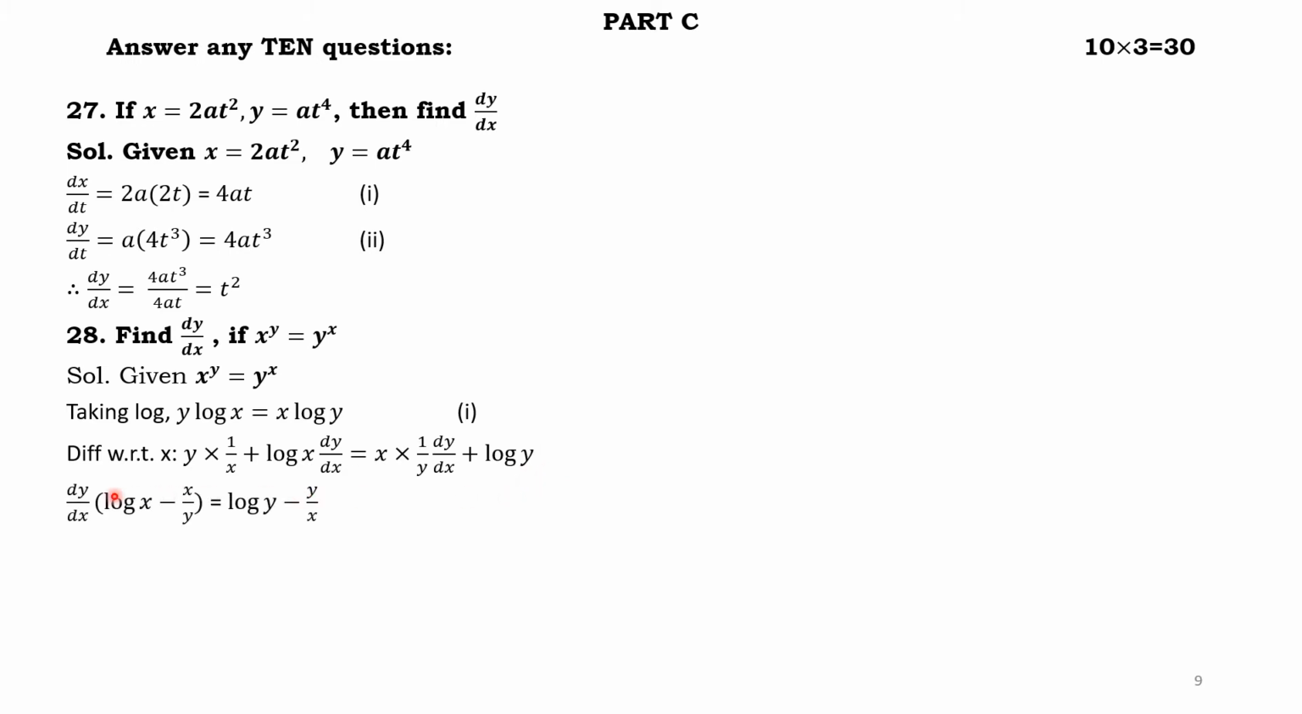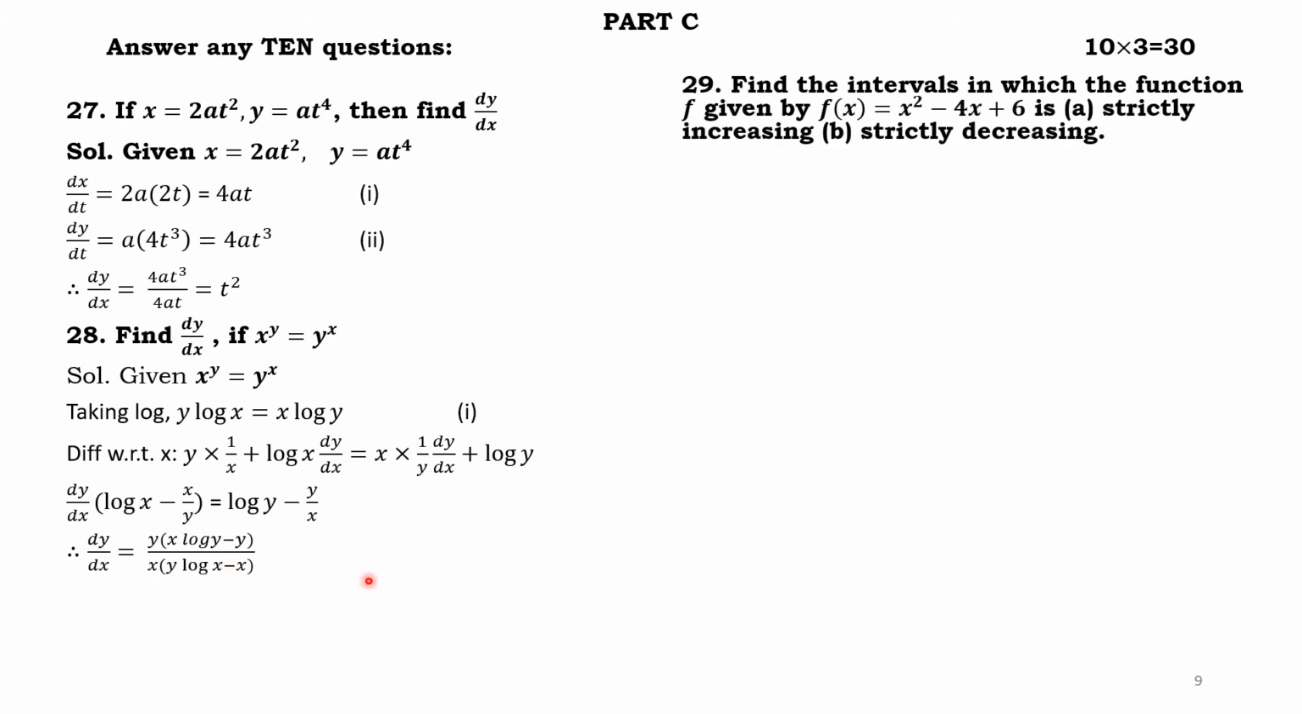Therefore, segregating dy by dx on one side, we get dy by dx, if we take common, log x minus x by y, this term equals log y on the right hand side, log y minus y by x, rearranging. So therefore, dy by dx is equal to log y minus y by x divided by log x minus x by y. So simplifying, we get dy by dx is equal to y into x log y minus y divided by x into y log x minus x.